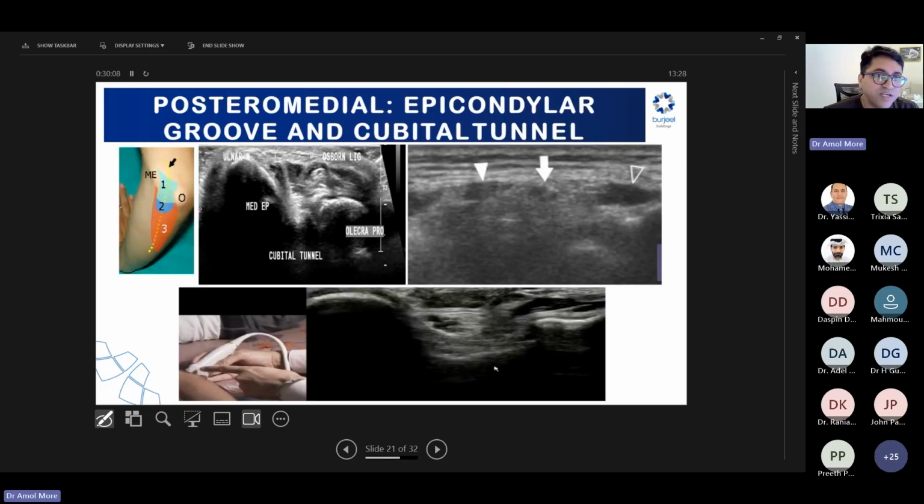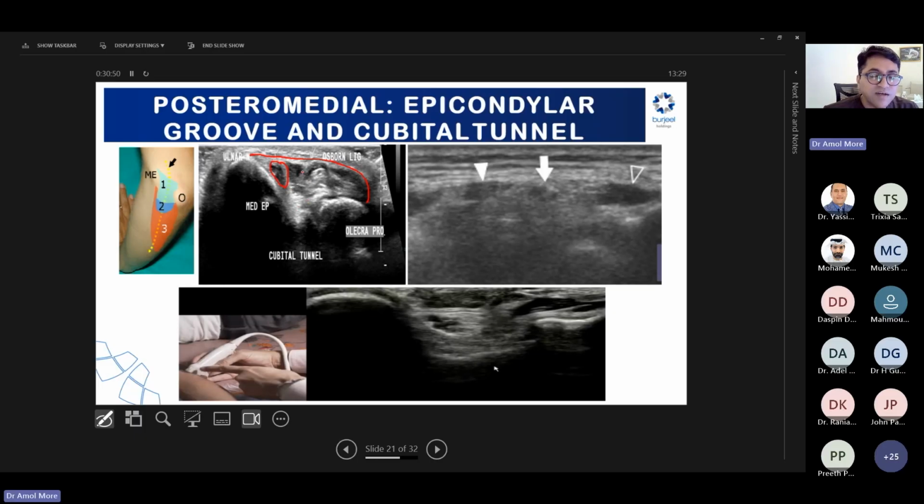Along the posterior medial aspect, as we have seen, we take the planes in three positions: just proximal to the medial epicondyle, at the level of the medial epicondyle and olecranon process, and at the level of the two heads of flexor carpi ulnaris. Once we acquire our image, this is the bony outline of the medial epicondyle, this is the bony outline of the olecranon process, and this hypoechoic structure is the Osborne ligament. This honeycomb-like structure is the ulnar nerve.